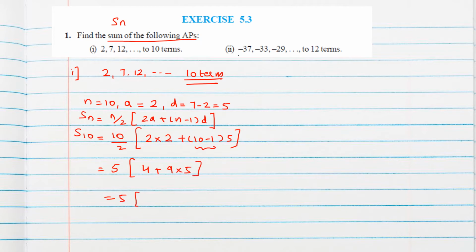So 49 we can write, and 5 into 49 will give 245. So this is S10. The first 10 terms of this given AP sum is 245.